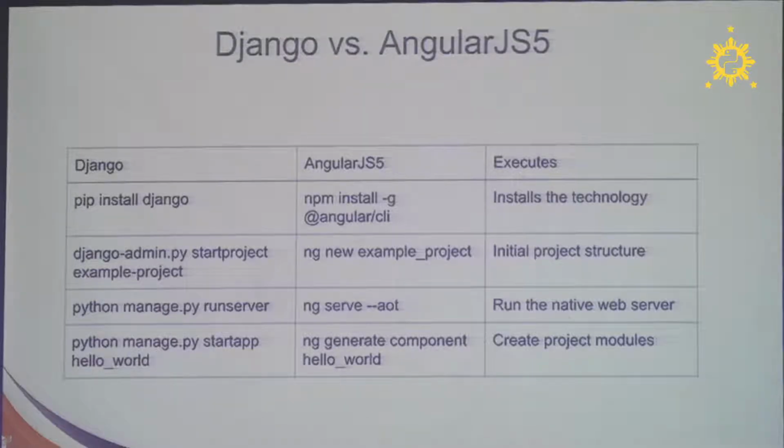Okay, so here it is. Django versus Angular 5. If you take a look, that's a comparison of how to set up both frameworks. With Django, everybody knows this, just do the pip install. With Angular 5, just npm install the Angular CLI. And then the initial project structure: startproject versus ng new. Runserver, for the web server, runserver versus ng serve --aot.